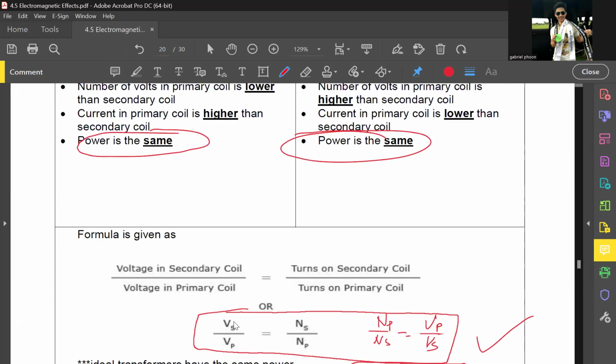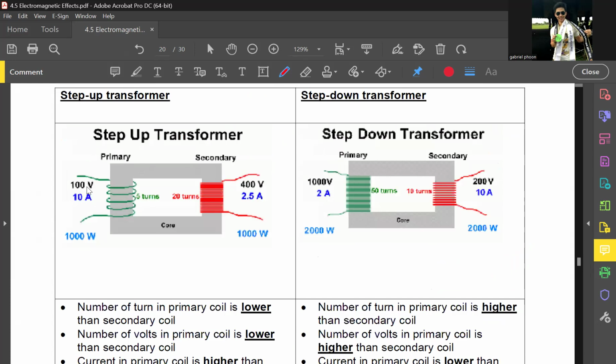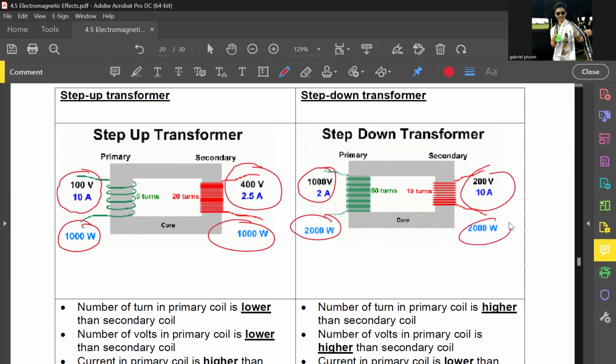Like I said, you see P equals VI. V1I1 equals V2I2, right? Which will ultimately be the same power. V1I1 equals V2I2, which is ultimately going to be equal to your power. Right, you can see.